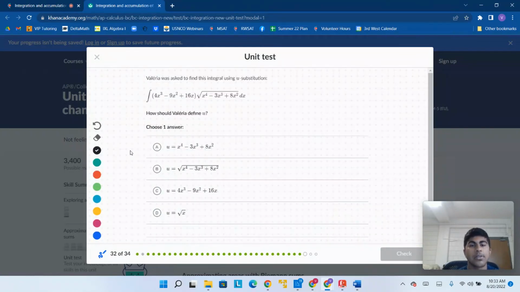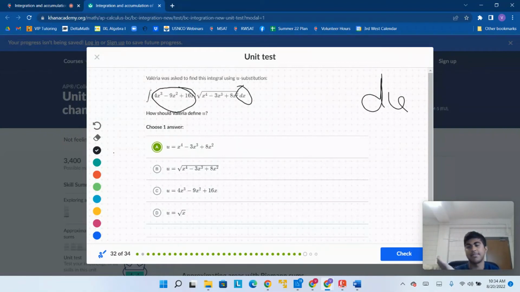Valeria was asked to find this integral using u substitution. Oh, dang. Wow, that's a lot. It seems really complicated. Like how are you ever going to do anything like this? But then you start thinking about this and you realize that they set it up really nicely for you. If you put in u equals x to the fourth minus 3x cubed plus 8x squared, then the derivative of that is going to be 4x cubed minus 9x squared plus 16x. Do you realize what that means? That means that this entire thing right here and this dx get combined into just du. Just a du. That's it. That was really simple, right? It's just a du. And then this is going to be square root of u.